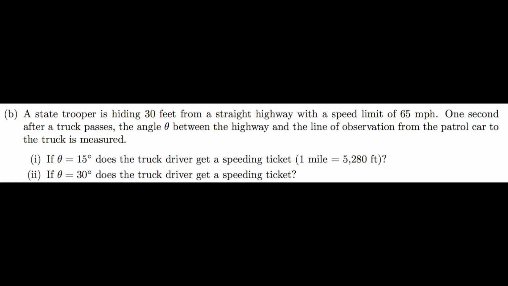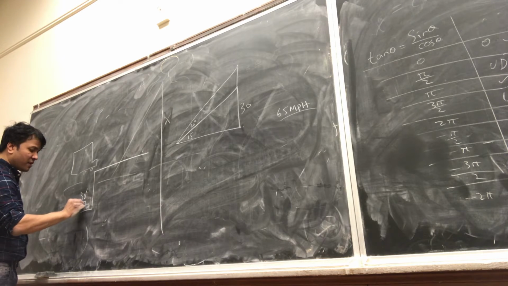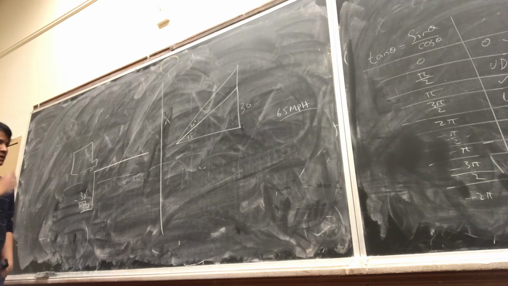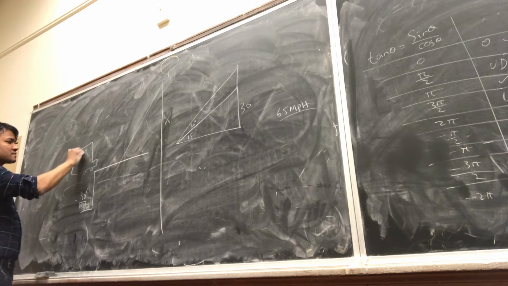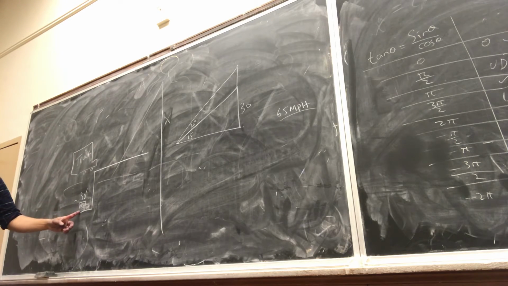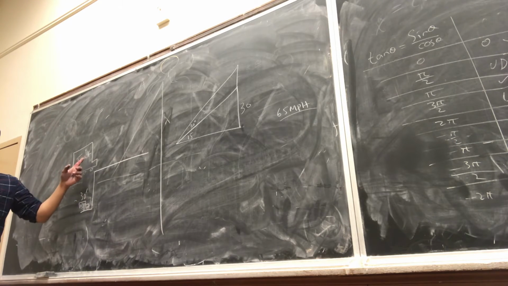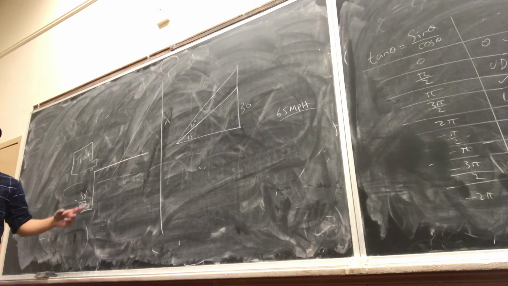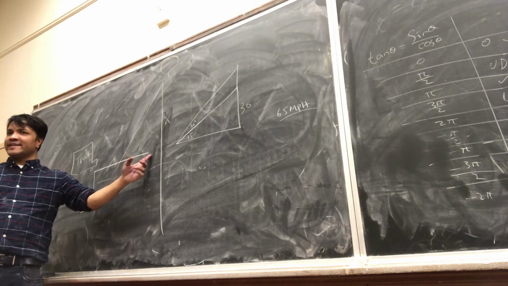I want to draw a nice car, like this. And this is NYPD. Okay, so this is the truck, this is the track, this is the NYPD, and this is 30 feet away where the cop is hiding. Does that make sense? He is moving fast, right?